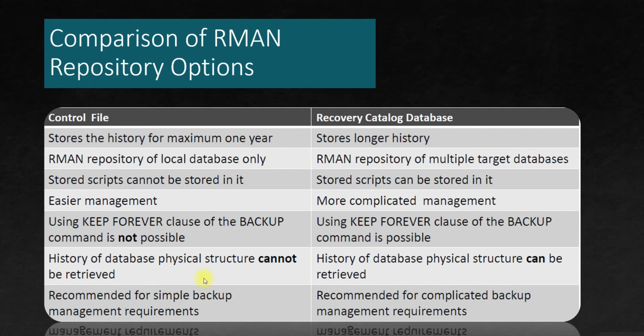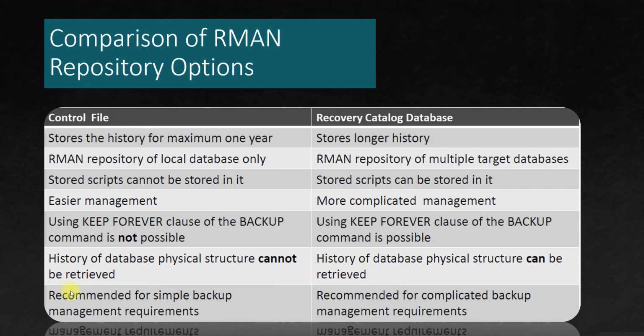Now from the control file as a repository, you cannot retrieve the database physical structure, but from a recovery catalog you can run report schema, and then you can get the details of what all data files that particular target database contains, including its structure as well as the size of that.